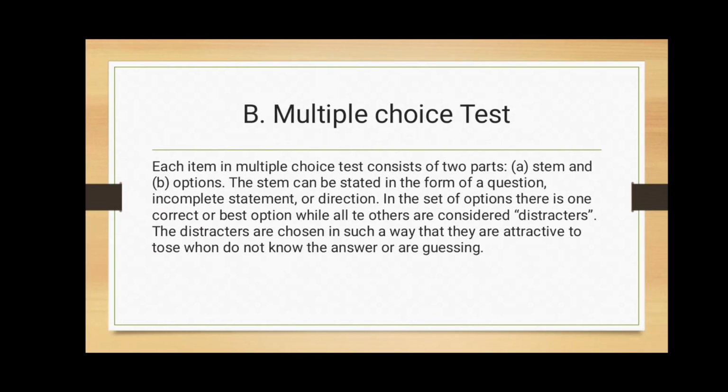Each item in a multiple choice test consists of two parts, stem and options. The stem can be stated in the form of a question, incomplete statement, or direction. In the set of options, there is one correct or best option while all the others are considered distractors. The distractors are chosen in such a way that they are attractive to those who do not know the answer or are guessing.